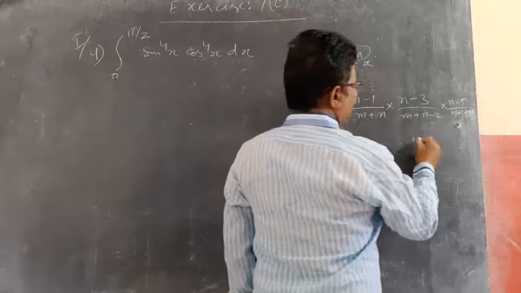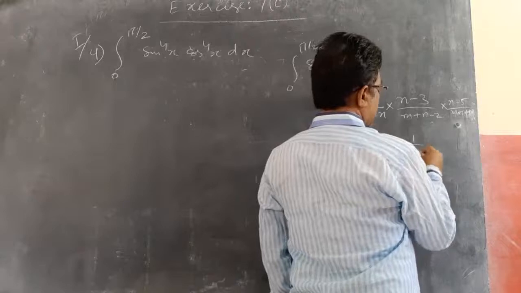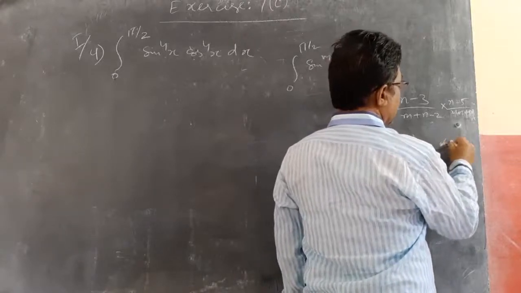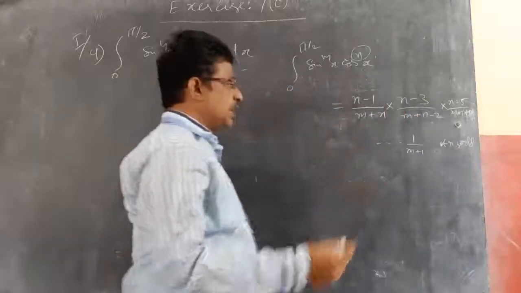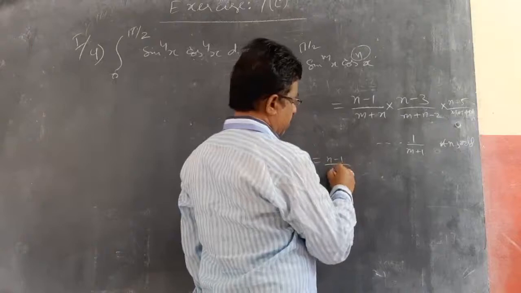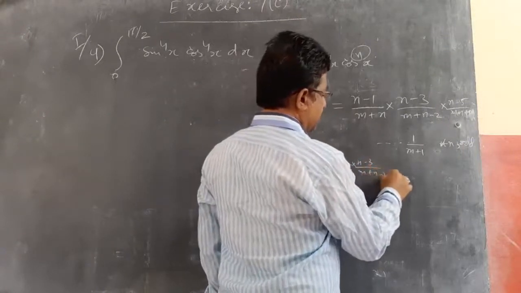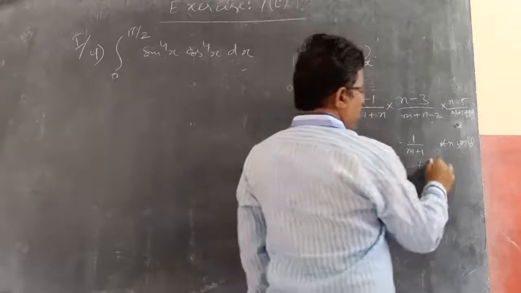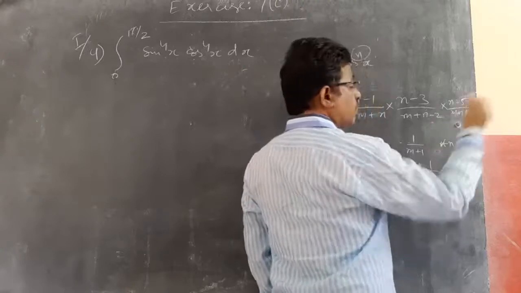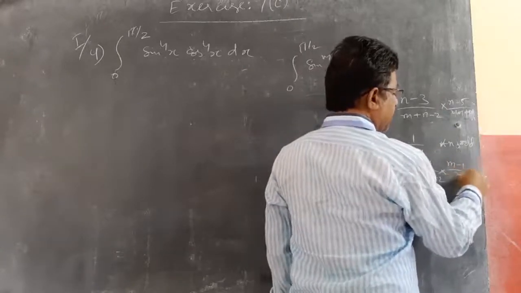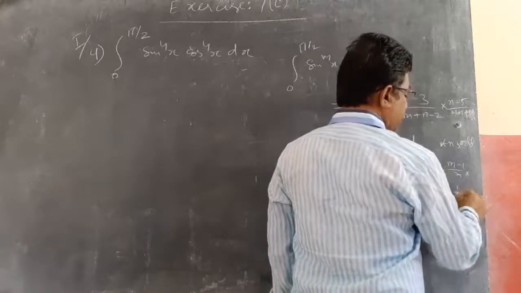And so on, until 1 by m plus 1. If you get that, you leave it like that. I told you, that means here n is odd. If n is even, then there are two cases. What are they? n minus 1 by m plus n into n minus 3 by m plus n minus 2, and so on, till 1 by m plus 2 you will get. Then you start doing it for sine. How did we do it? m minus 1 by m, reducing 2 from numerator and denominator, 1 by 2 into pi by 2 and 2 by 3.